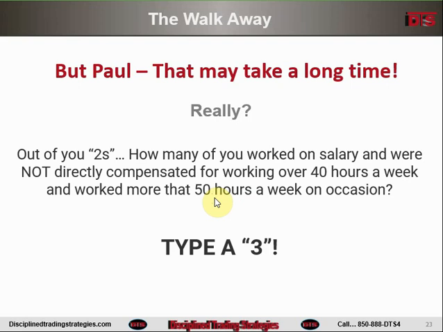Of you twos, type a 3: how many of you, in that situation, went ahead and worked 50 hours a week sometimes, even though you knew you weren't getting paid for more than that 40-hour week? Go ahead, how many? 50 hours is probably all of you, certainly including me, right? Want to go for number 4, 60 hours? I can keep going, right?